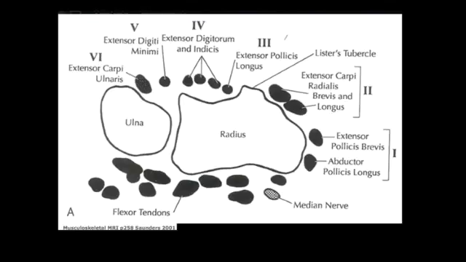The extensor carpi ulnaris will play a significant role in the triangular fibrocartilage complex in that its subsheath extends into and forms part of the TFCC. Along the volar aspect, we have the flexor tendons. We also have 2 important nerves. We have the median nerve. We also have the ulnar nerve medially.